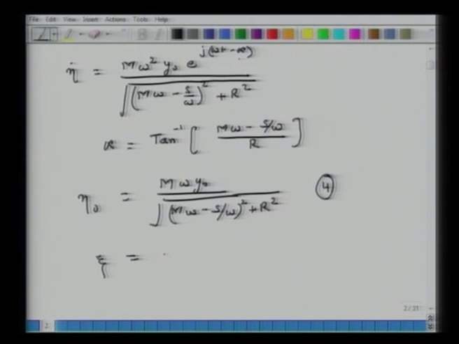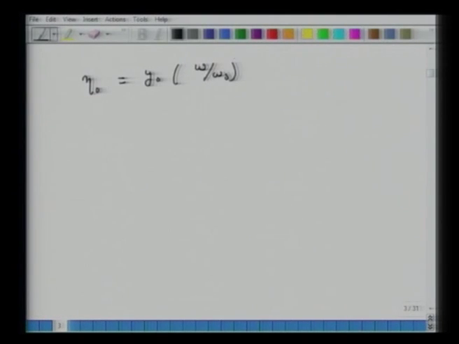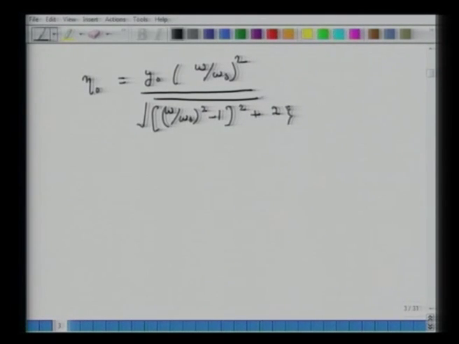So now I introduce another term, eta equals r over r critical. R critical is my critical damping coefficient, and this is essentially twice the square root of mass times the stiffness. So if I plug this into 4, what I get is eta naught equals y naught times (omega over omega naught) square, divided by the square root of ((omega over omega naught) square minus 1) whole square plus (2 eta times omega over omega naught) whole square.